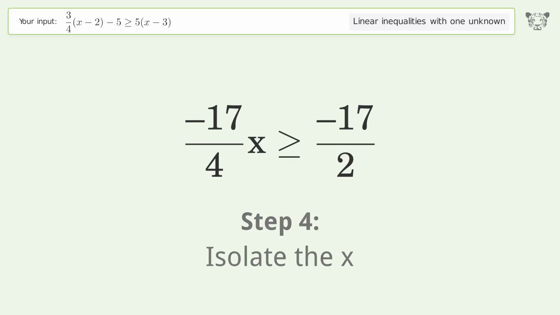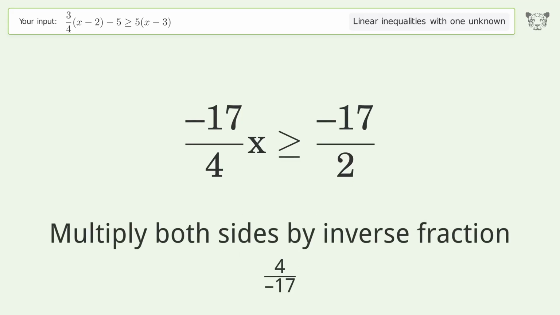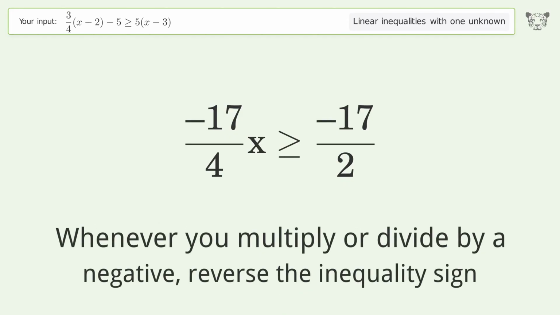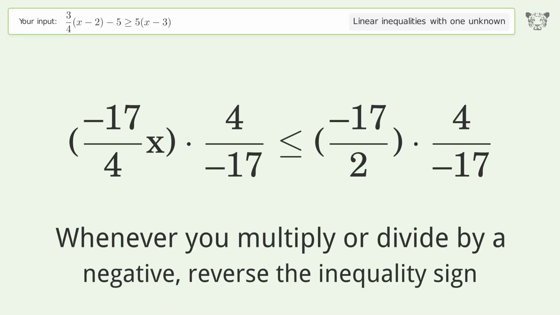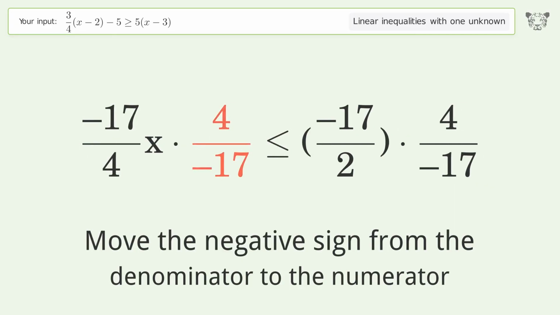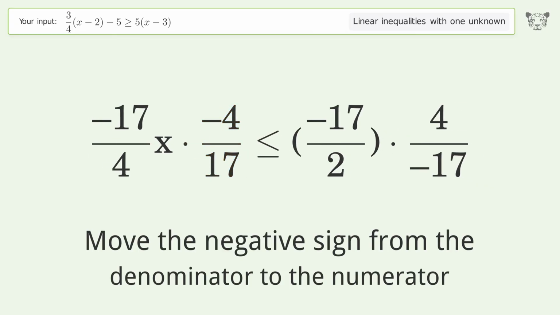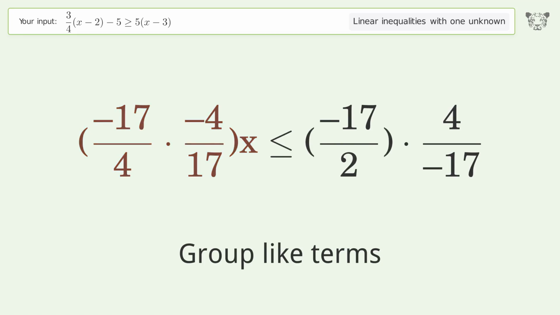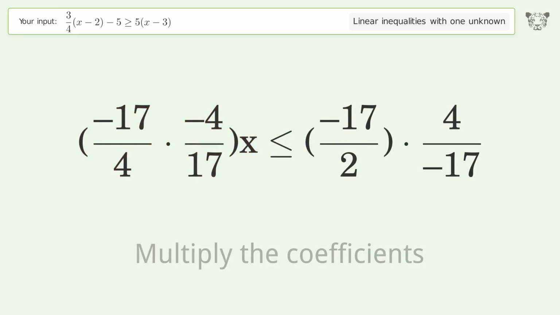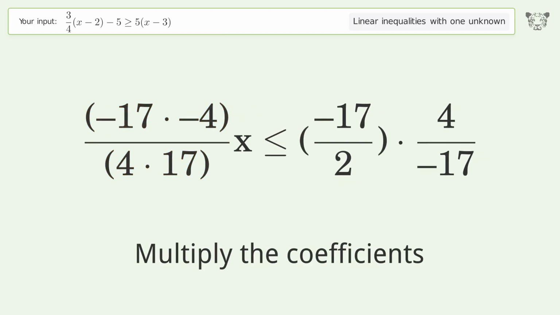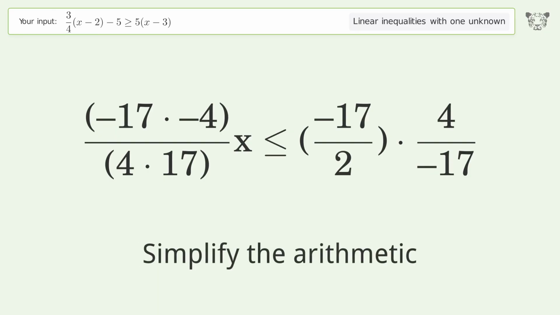Isolate the x. Multiply both sides by inverse fraction 4/-17. Whenever you multiply or divide by a negative, reverse the inequality sign. Move the negative sign from the denominator to the numerator. Group like terms. Multiply the coefficients. Simplify the arithmetic.